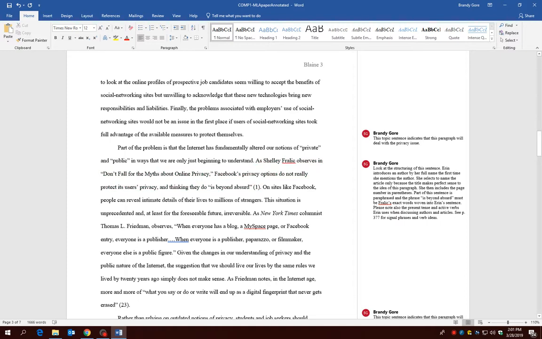Then she gives us her page number. As Shelley Fralick observed in "Don't Fall for the Myths About Online Privacy," Facebook's privacy options do not really protect its users' privacy, and thinking they do is, quote, "beyond absurd."